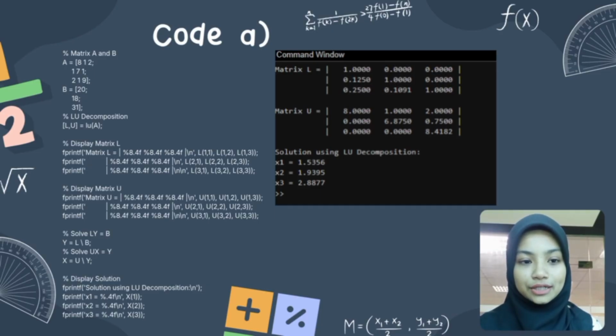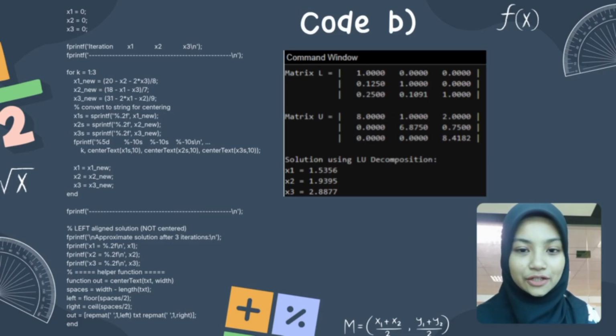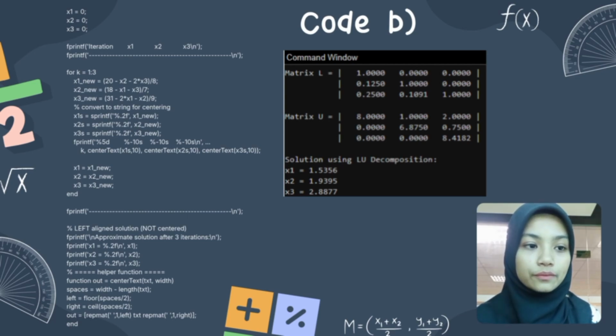On the command window, I show the output values after running the code. Last but not least is the code for question B. In the code for question B, x1 until x3 are set equal to 0, followed by the fprintf iteration for x1, x2, x3, and then k equal to 1 to 3. So x1 new is calculated as 20 minus x2 minus 2x3 divided by 8. The code shows how it is found.